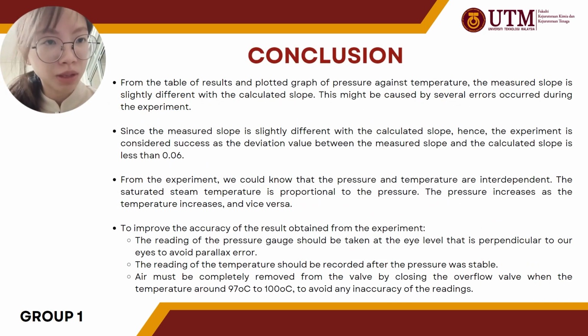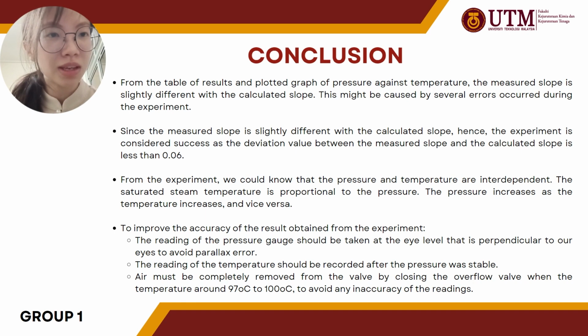From the result table and the plotted graph of pressure against temperature, the measured slope is slightly different with the calculated slope. This might be caused by several errors that occur during the experiment. This experiment is considered success as the deviation value between the measured slope and the calculated slope is less than 0.06. From the experiment, we could know that pressure and temperature are interdependent. The saturated steam temperature is proportional to the pressure. The pressure increases as the temperature increases, and vice versa.